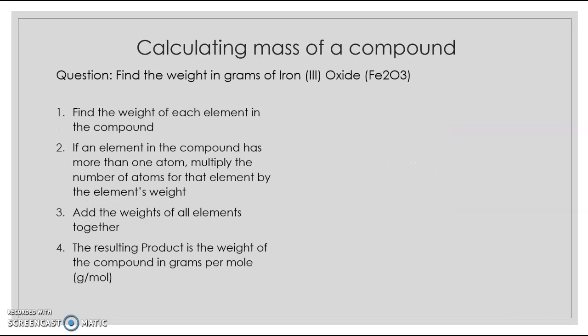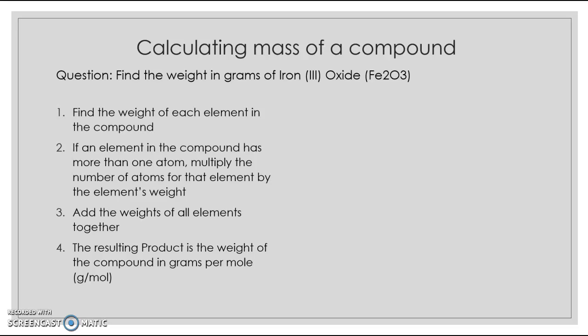Next, we're going to calculate the mass of a compound. In order to do this, we need to find the weight of each element in the compound. If any element in the compound has more than 1 atom, we're going to multiply the number of atoms for that element by the element's weight. Then we are going to add the weight of all the elements together. The resulting product of the weight of the compound is in grams per mole, or g/mol.